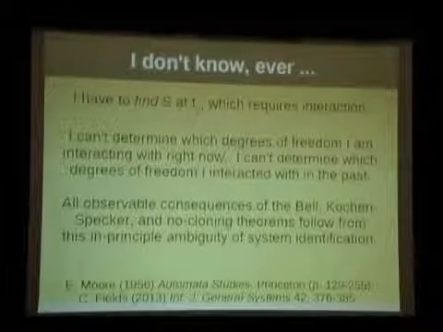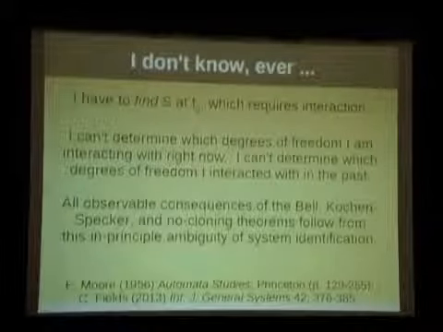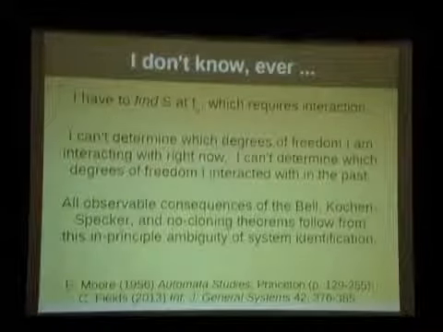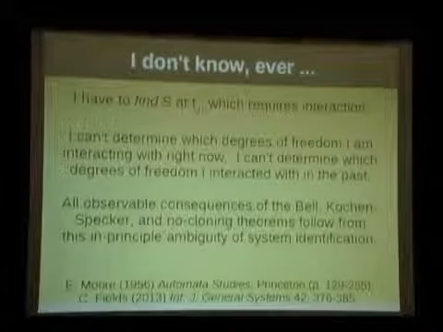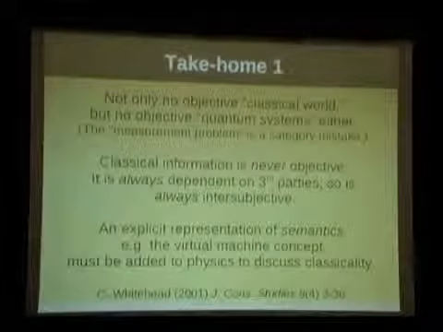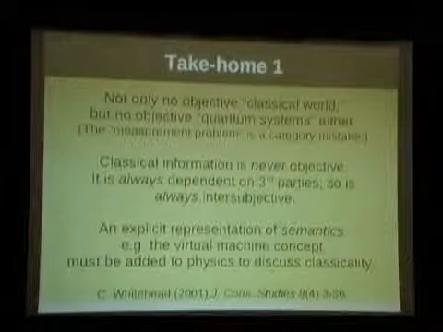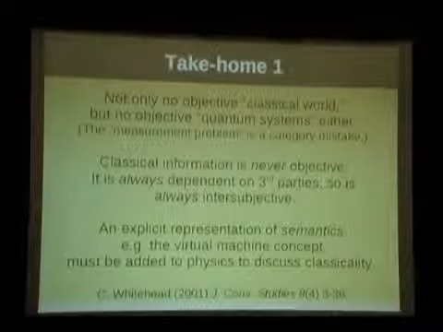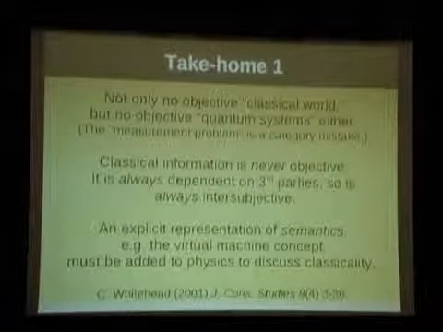And interestingly, all the observable consequences of the standard no-go theorems in quantum theory, like Bell's theorem, follow from this fact. And in fact, Edward Moore back in the 50s gave a very nice proof of this in classical systems theory, and you can just take his proof and translate it into quantum theoretical terms and get the no-go theorems. Okay, so take home one. There's no objective classical world, and there are no objective quantum systems either. Classical information is never objective. It's always intersubjective, always requires multiple parties to even be defined. So you've got to add semantics to physics to get anything.